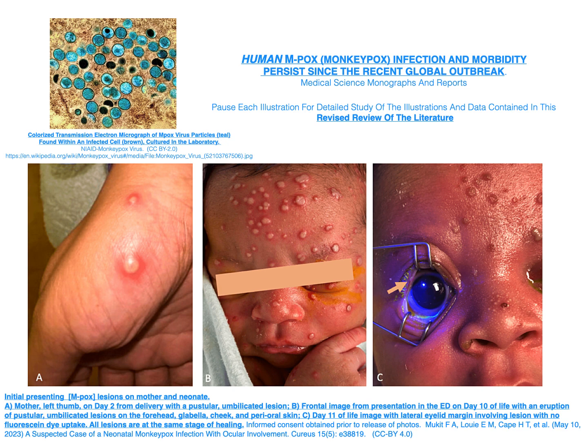Initial presenting M-pox lesions on mother and neonate. A. Mother, left thumb, on day 2 from delivery with a pustular umbilicated lesion. B. Frontal image from presentation in the ED on day 10 of life with an eruption of pustular umbilicated lesions on the forehead, glabella, cheek, and perioral skin. C. Day 11 of life image with lateral eyelid margin involving lesion with no fluorescent dye uptake. All lesions are at the same stage of healing.